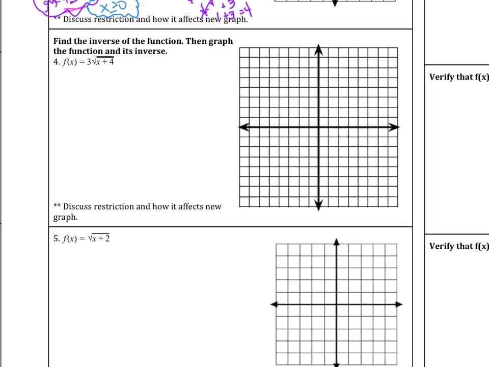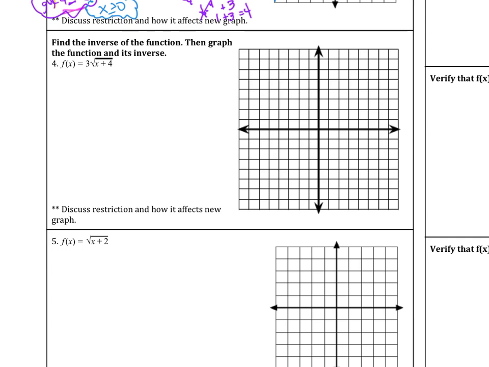Okay. So what I want you to do here is for number 4 and 5, try and find the inverse. If you can try to graph both, but more than anything, I really want you to know how to just find the inverse of the function. Now, these are both positive, so if you can write the restriction, that'd be great. But again, if you can just do the inverse, that would be wonderful.